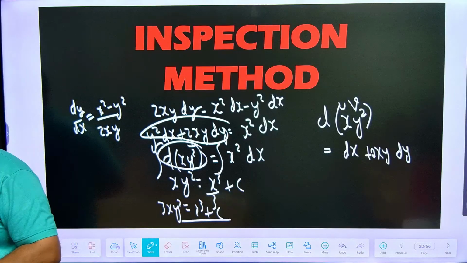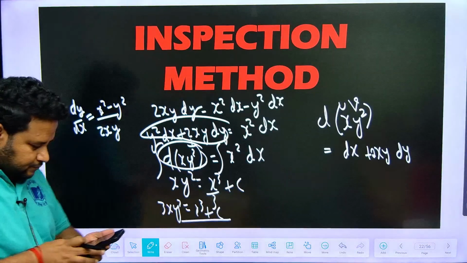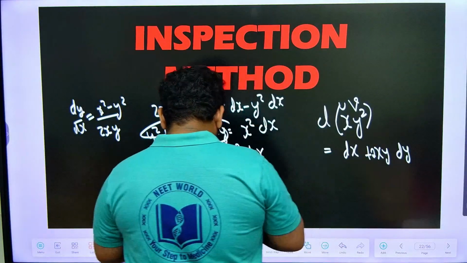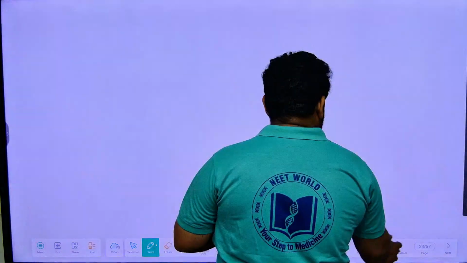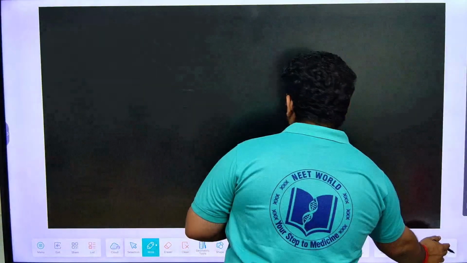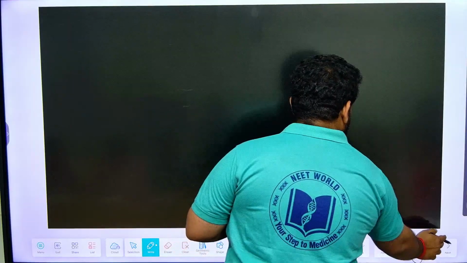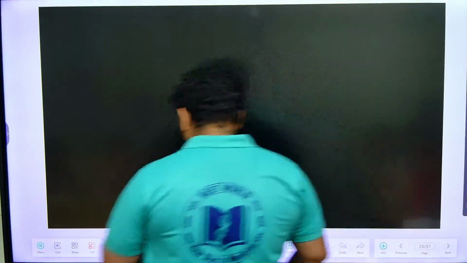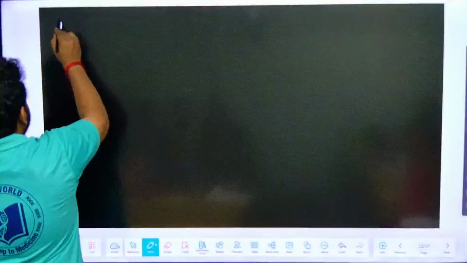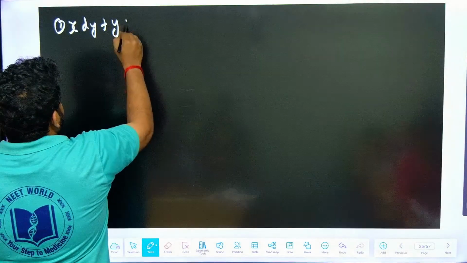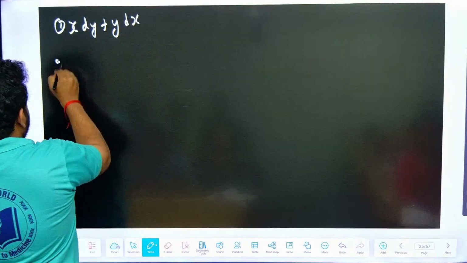Out of that, certain things are important. So when we talk about the inspection method, see here, the first thing is x into dy plus y into dx. I'll explain each one of these.